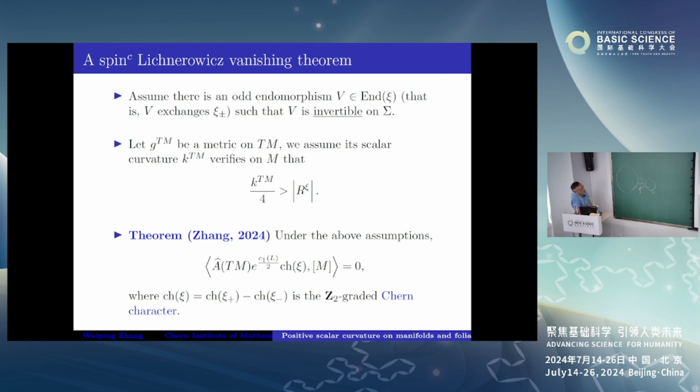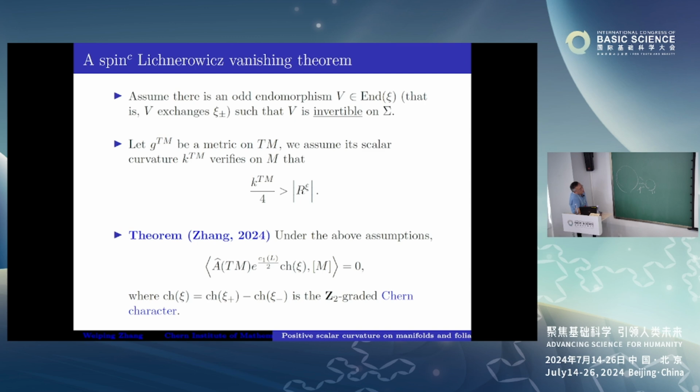Then we state a theorem: under these assumptions, which are that V is invertible on this submanifold with this curvature condition, the spin C index, which is topologically expressed in this term, will be 0. Here the Chern character is the Z2 graded Chern character. There is a difference here. If we have a spin manifold, then the line bundle is trivial, so you can take the section X to be nowhere 0. The submanifold Sigma is then empty, and psi you can take to be just a trivial line bundle. This A-hat genus equals 0.